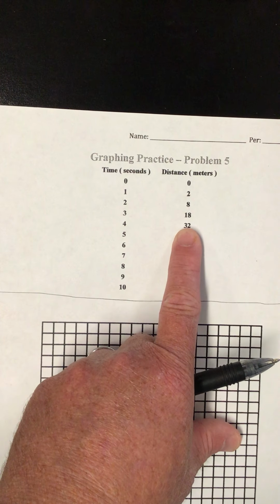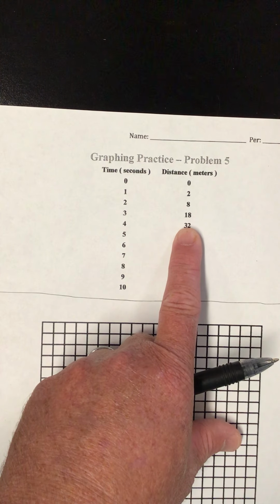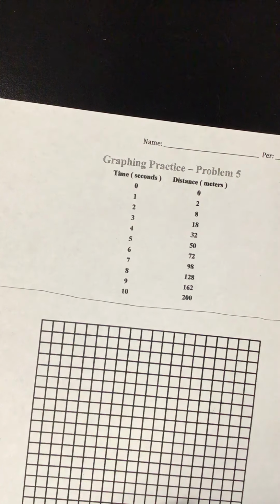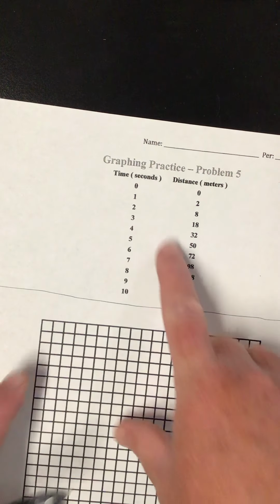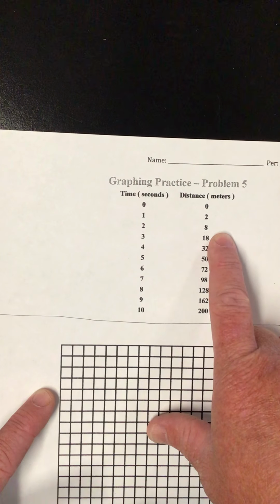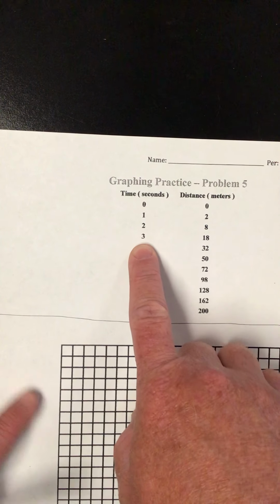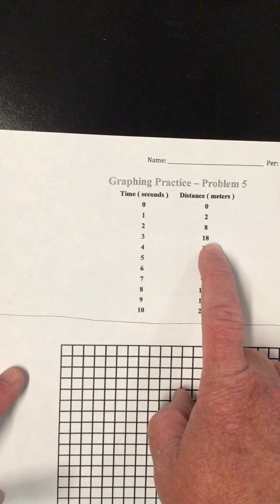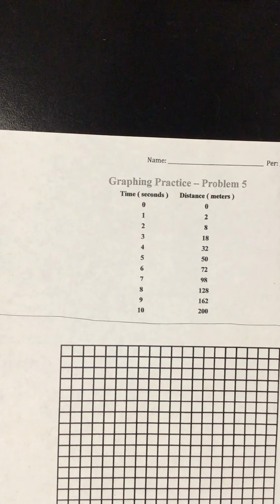So, let's start over. We have two things that we're going to compare, time and distance. So we can imagine a car. At 0 seconds, the car has traveled 0 meters. At 1 second, it's traveled 2 meters. At 3 seconds, it's traveled 18 meters, and so on. Okay, so we can imagine that we're basically taking measurements of this car as it's moving. Okay, so that's how this is working.